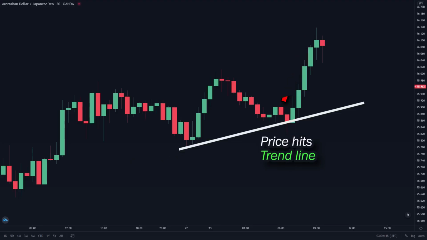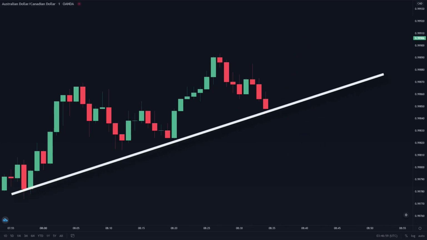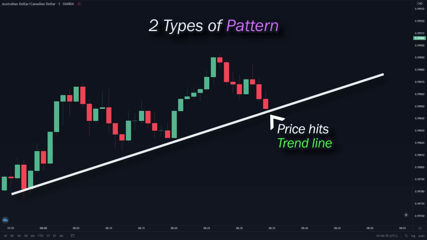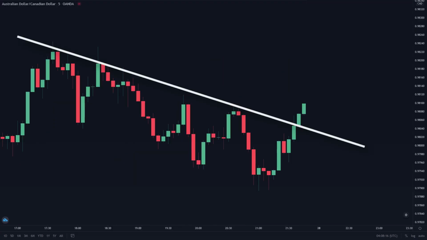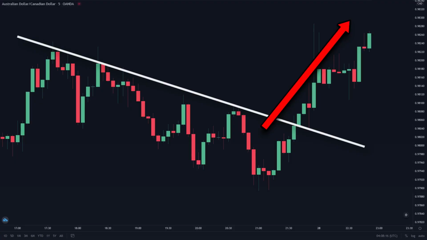For example, in a trendline strategy, there are two types of patterns that may form when price approaches a trendline. The first pattern is called the continuation pattern, which is formed when the price bounces back to the direction of a trend right after hitting a trendline. And the second pattern is the breakout pattern, which is formed when the price broke out of a trendline, causing the trend to switch directions.